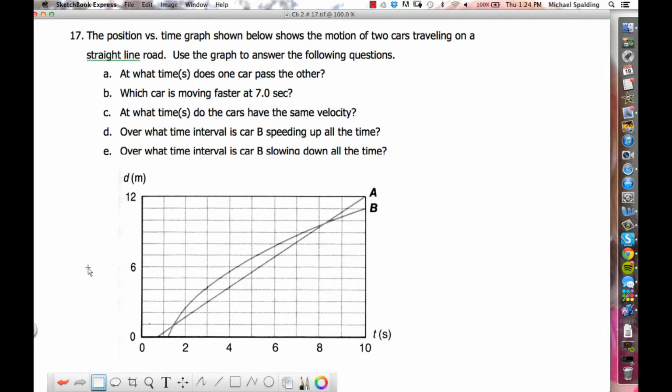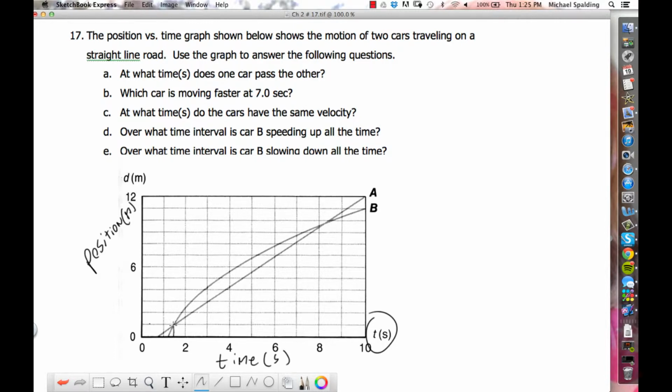So the y-axis here is position, d in meters, that's position. And then down here, this is time in seconds. So at what time does one car pass the other? Where do the two cars have the same position?